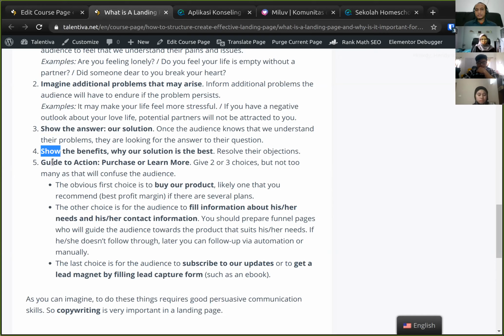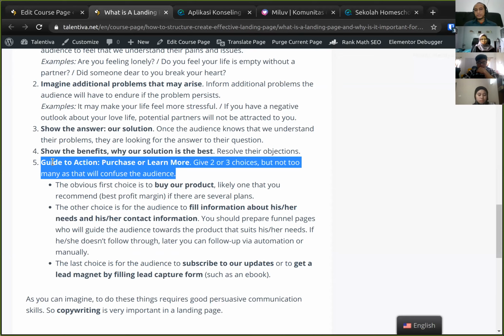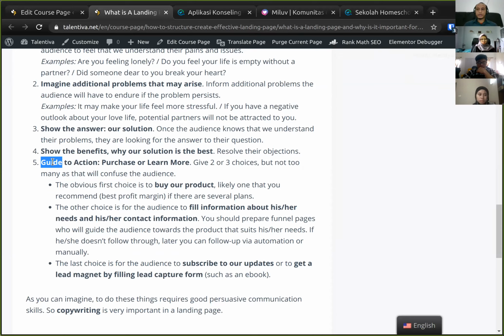Then show the benefits. And then the last one, this is very important, is guide to action, or call to action. So at this stage, the user is in attention, and then, I think I'm interested. So some people, when the landing page is good and this is the problem, will say, all right, take my money. And sometimes I do that.